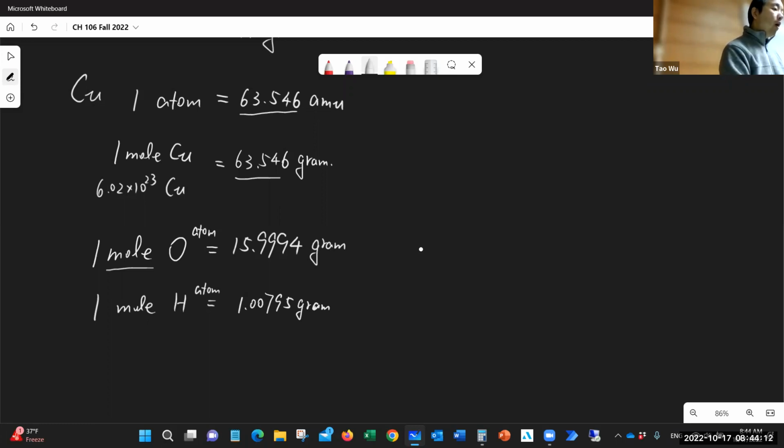If we have 1 oxygen atom, it is 15.9994 AMU. AMU is also a mass unit, one kind of mass unit. But if we have 1 mole of that, it's going to be 15.9994 gram, which means the unit is in gram, so you can measure the mass with your balance.